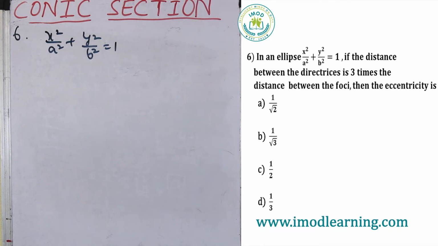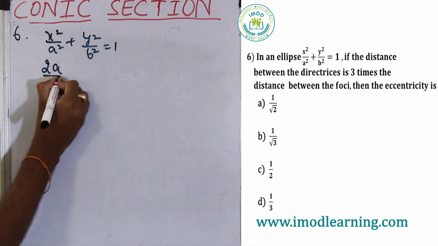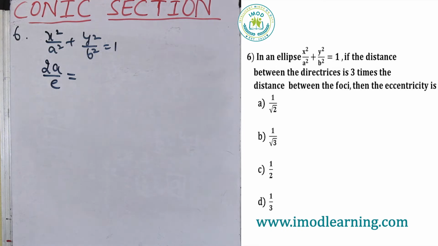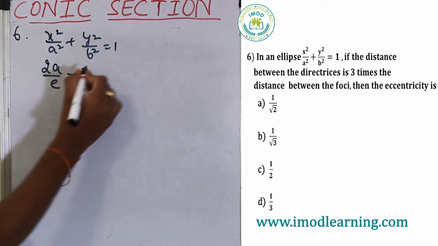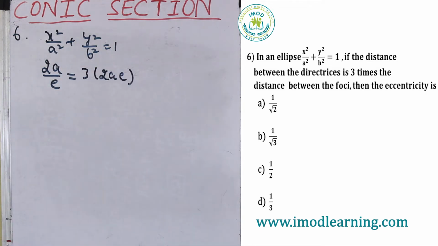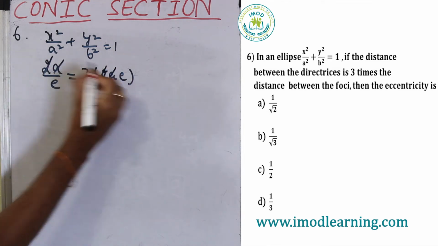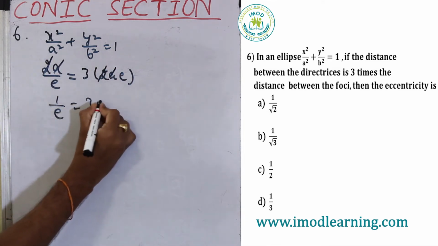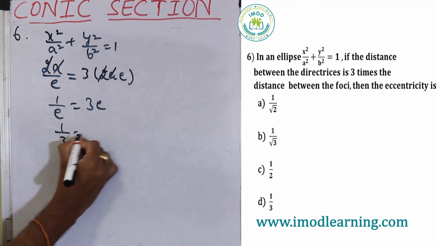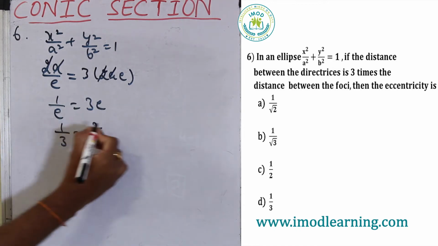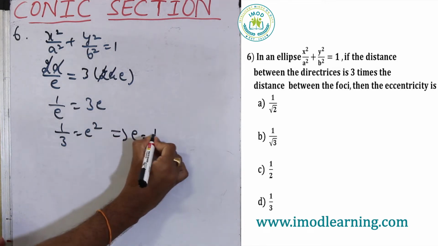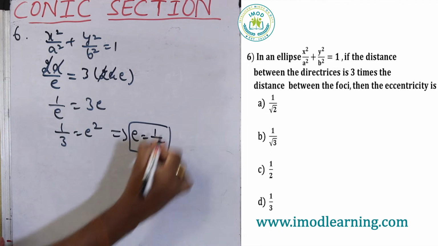What is given: the distance between the directrices. The distance between the directrices is 2a divided by e, which is equal to 3 times the distance between the foci. The distance between the foci is 2 times a. You need to find the value of e. 2 gets cancelled, a gets cancelled, so 1 by e is equal to 3 times e, or 1 by 3 is equal to e square, which implies e is equal to 1 by root 3. So the option is B.